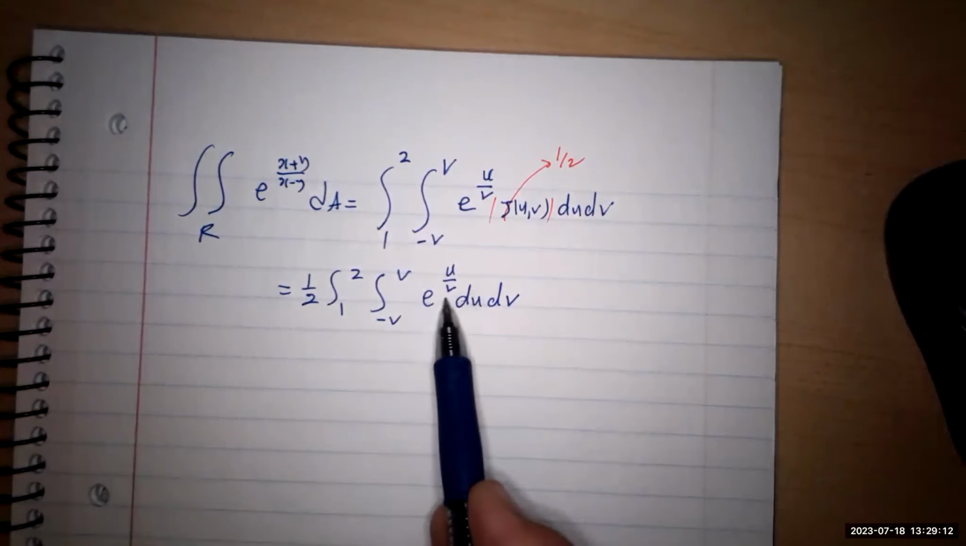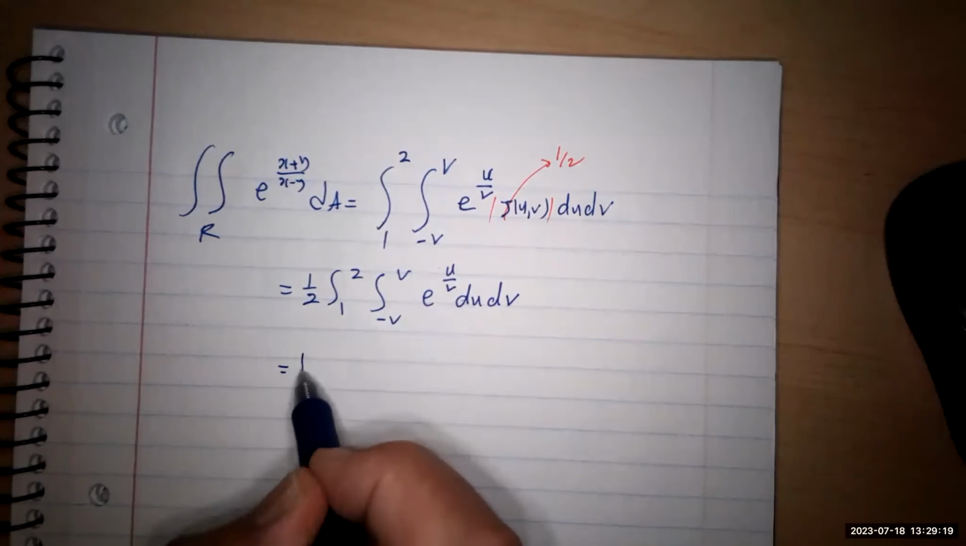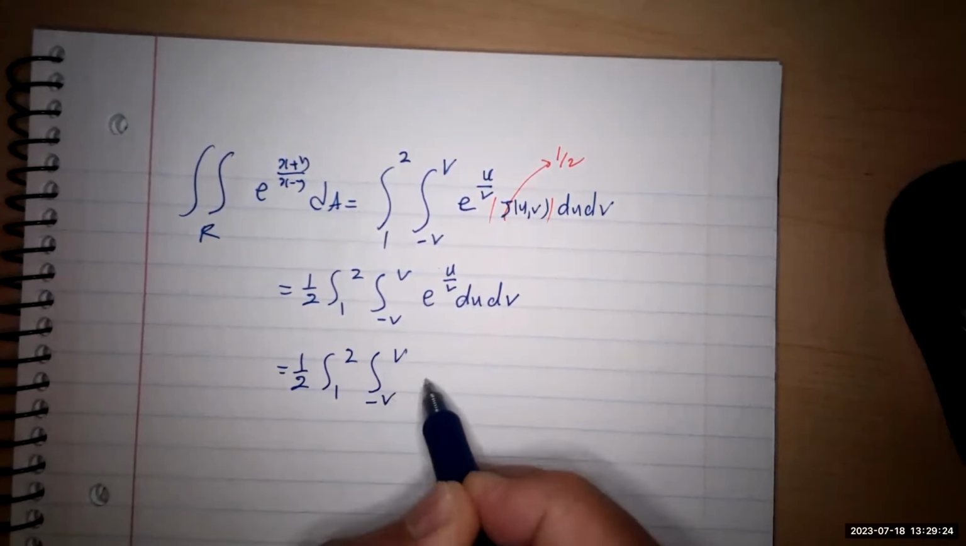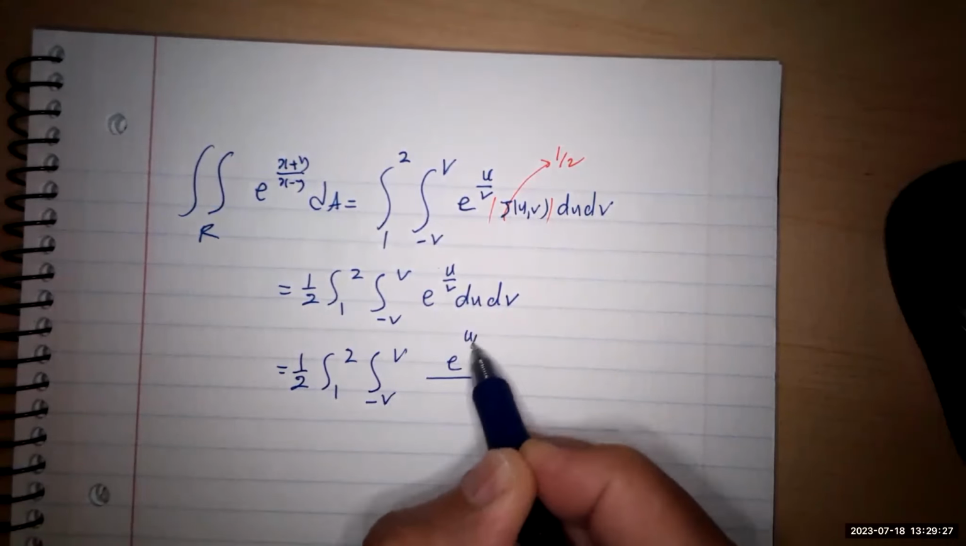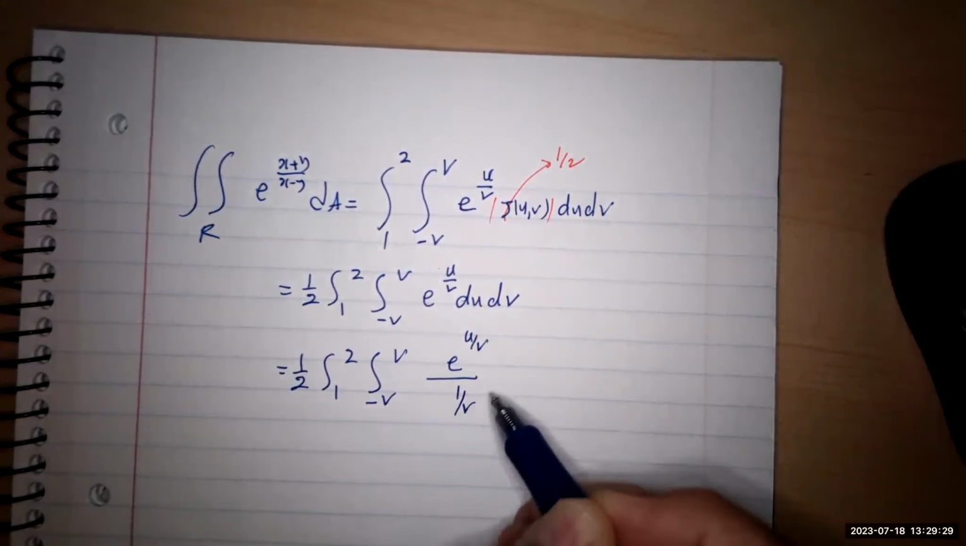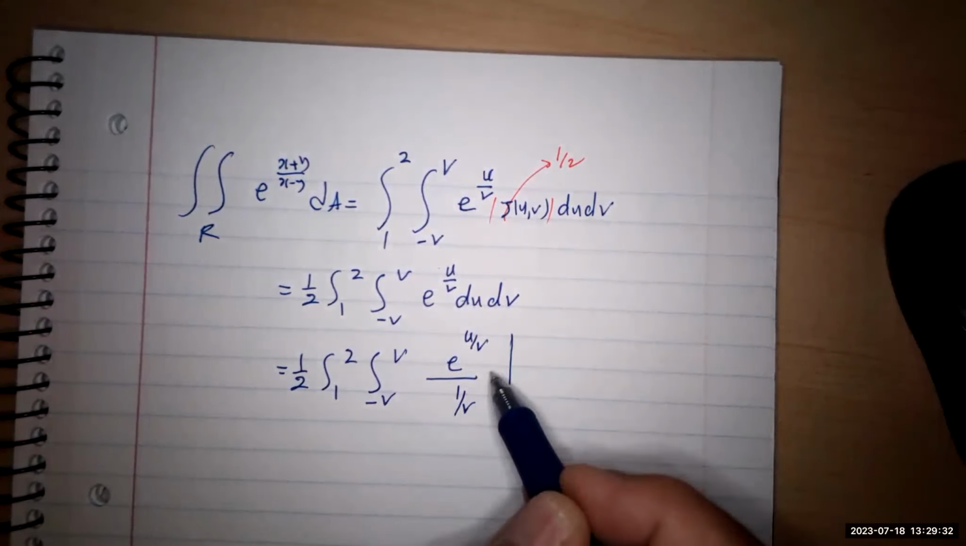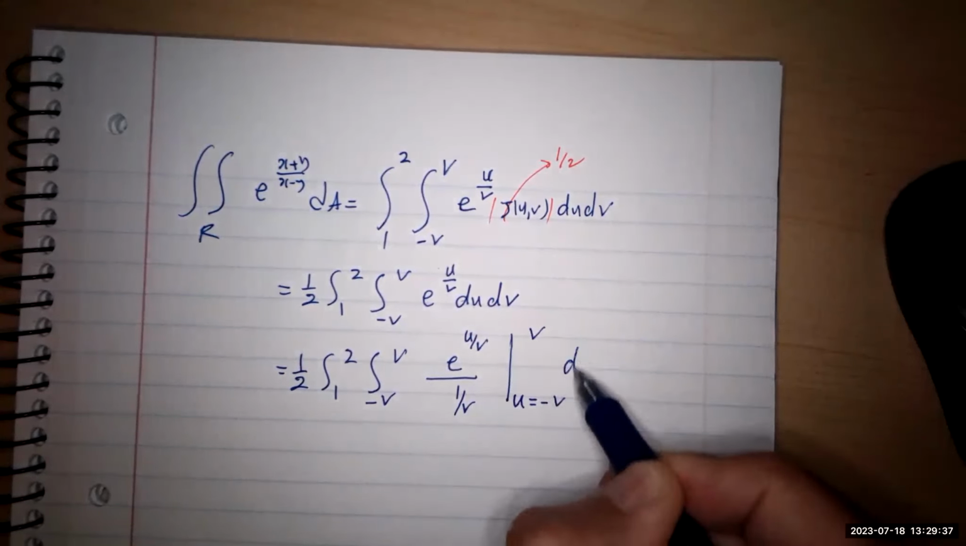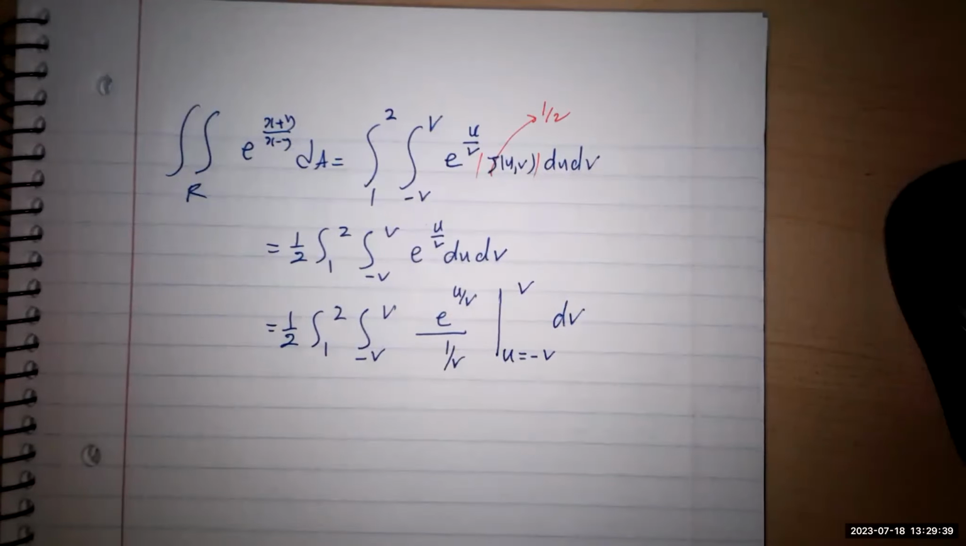So if you differentiate with respect to u, u prime would be 1 over v. So the 1 over v is missing, so it's going to be 1/2 of the integral from 1 to 2 of e to the uv divided by 1 over v, when u is going from negative v to v, and when you're done, it's a dv. Because it's a number. It's like when you integrate e to the ax, it is e to the ax divided by a.